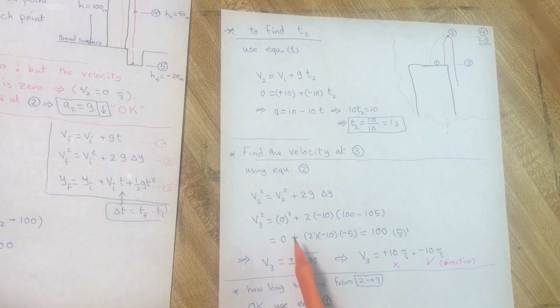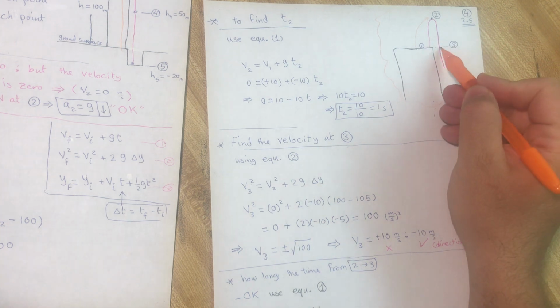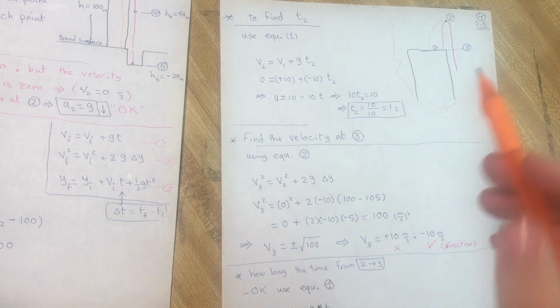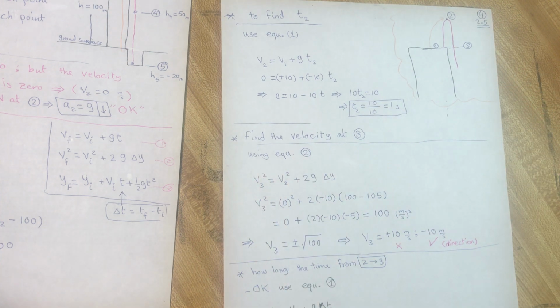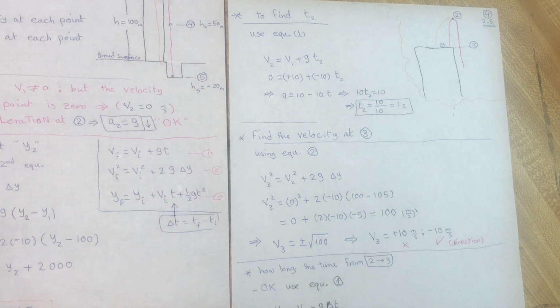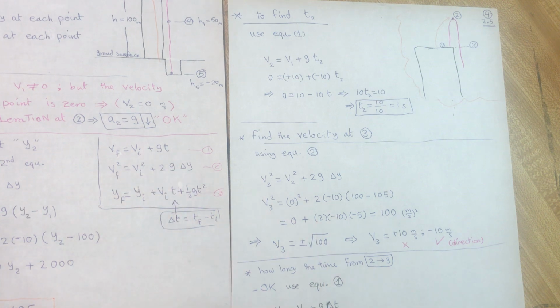Okay, now we need to find the velocity at point number 3, which is the same height as point number 1, which is 100. Now again we can use equation number 2. It is not complex. We don't need to complicate the problem. We need to use any equation suitable to the required part.